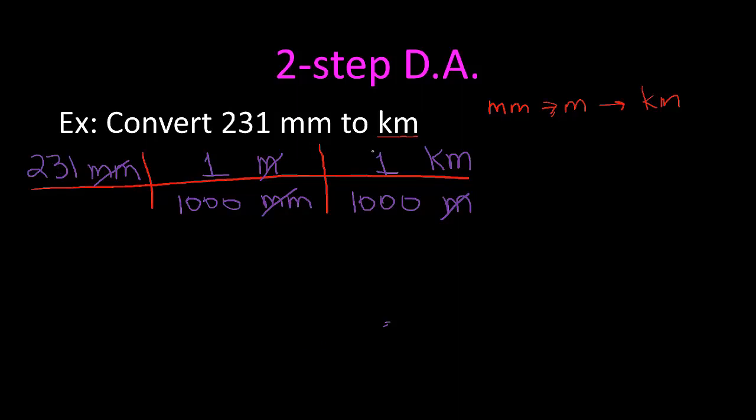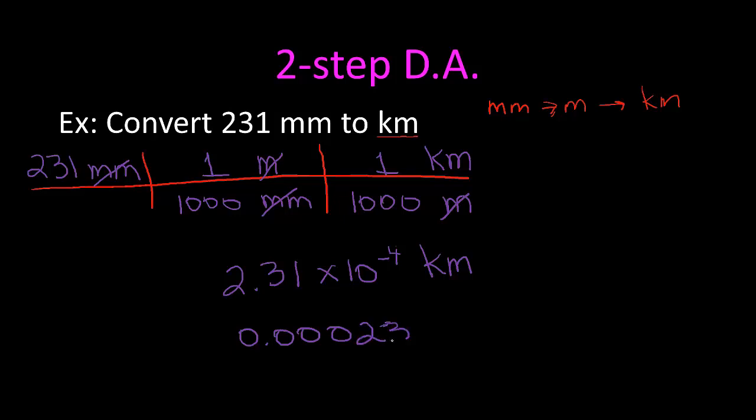Now we multiply everything on top and divide it by everything on bottom. So 231 times 1 times 1, divided by 1,000, divided by 1,000, and you will get 2.31 times 10 to the minus 4 kilometers. Or that would be 0.000231 kilometers. Now I'd like for you to pause the video and do the next 2 practice problems on your own, and then come back and check them.